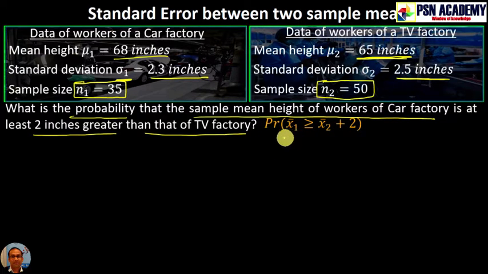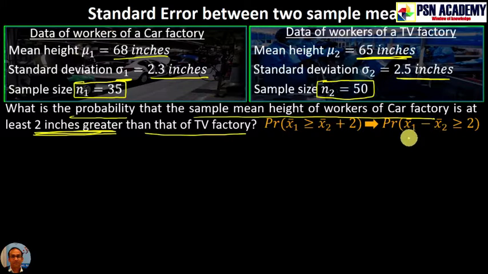That means it goes like this. Probability of x1 bar, that is the mean height of the car factory, is greater than or equal to x2 bar, that is the mean of the TV factory, plus 2. Say at least 2 inches greater. That means 2 or more. That is why, if you go for plus 2, then it will be exactly 2 greater, and it may have more. That is why we have given the greater than sign, right? Now, if you take this x2 bar on the left hand side of this inequality sign, then it goes like this: probability of x1 bar minus x2 bar is greater than or equal to 2.